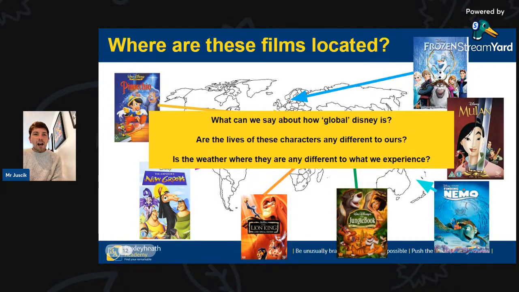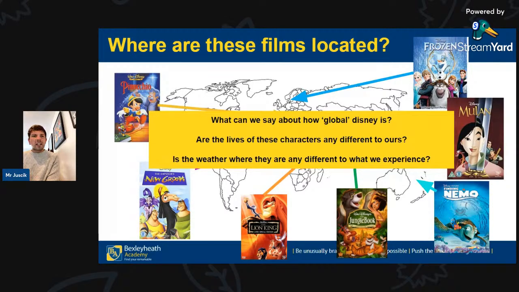So basically, I want you to start to think about what can we say about how global Disney is from actually all these different locations of where it might be? Are the lives of these characters any different to ours? Is my life or your life very different to the one that Mulan lives or Pinocchio lives? What can the life of some of these characters, like maybe Emperor's New Groove or The Jungle Book, show you or tell you about what the culture of that particular country might be? And does weather actually tell you anything about that particular place? Think about Frozen. Kind of gives you the clue, really, because it is freezing cold there. What does that really tell you about that place?